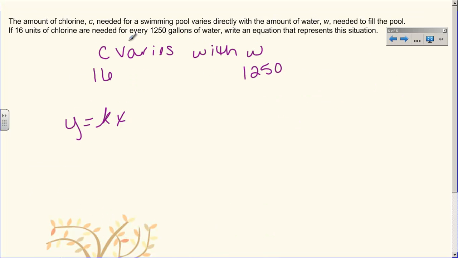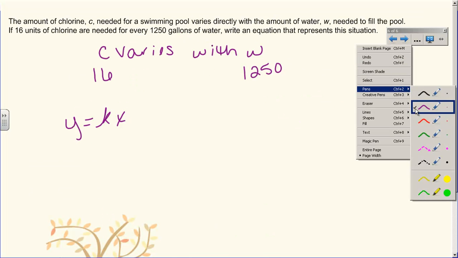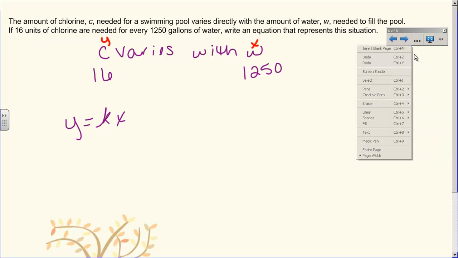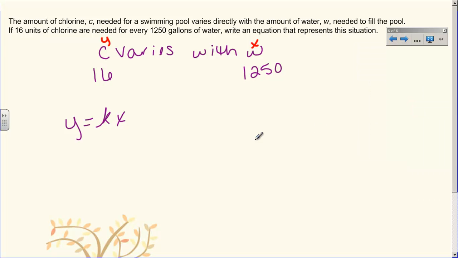Well, if I replace C and W with y and x in the statement, y varies directly with x, C varies directly with W. So I'm going to change colors here so that this does not get too confusing. y varies directly with x. That's how those statements are. You don't ever hear somebody say x varies directly with y unless that's the way they want the variables to follow. Okay? But y varies directly with x. That means that y is 16 when x is 1,250. And then, in order for me to write an equation, I've first got to have what k equals. So I'm going to divide by 1,250.